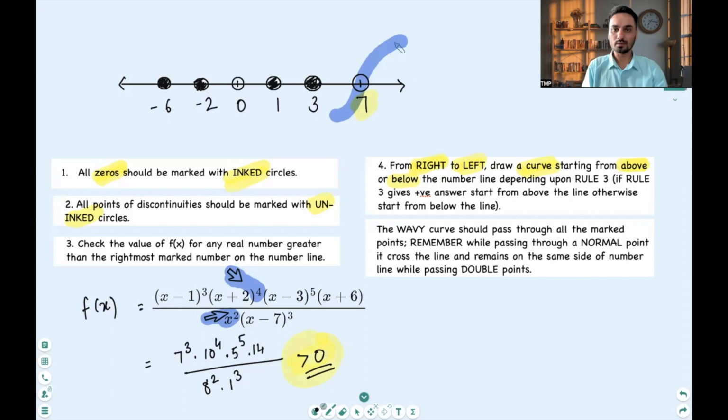While drawing the curve, we will pass through the simple points. At a double point, we will remain on the same side. So let's complete the curve. So starting from above the number line, we'll go through 7, and then we go through 3, and then we go through 1. And once we reach 0, because 0 is a double point, we will go to -2. Again, -2 is a double point, so we'll come back. And now -6 is a simple point, we'll pass through it.